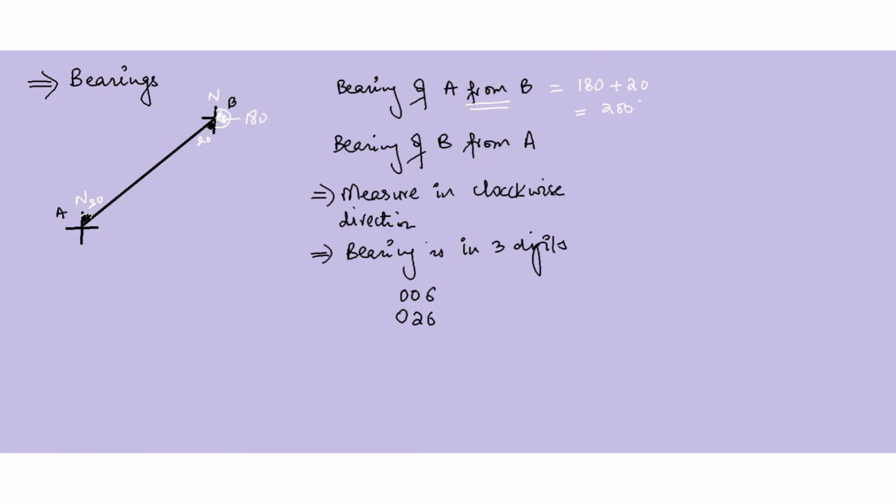So next thing you need to remember is that in parallel lines, alternate angles are equal. Since the norths are parallel, these two angles are alternate and they're equal to each other. So this concept is also very important to find bearings.